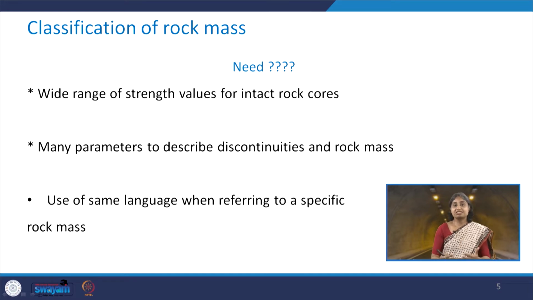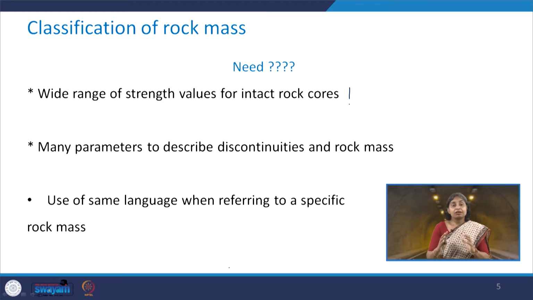So, here I have listed some points. There is a wide range of strength values for intact rock cores, so how to classify only on the basis of intact rock cores always becomes a question mark. Then many parameters describe discontinuities and rock mass, so we need to put them into different subclasses to make a proper classification which is based on the discontinuities and the other characteristics of the rock mass.